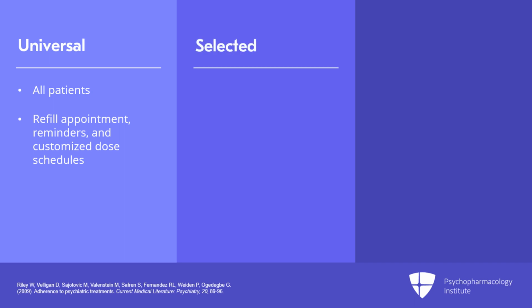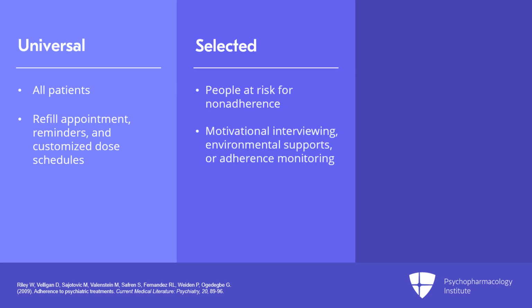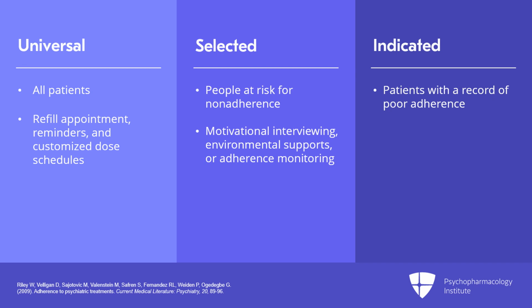Selected AEIs are a little bit higher burden. They're administered to people at risk for non-adherence. That might include things like motivational interviewing or environmental support, adherence monitoring. And then indicated AEIs are of the highest burden. These are highly customized interventions administered to patients with a record of poor adherence in the past. It could include home visits, directly observed therapy where you watch people take medications.